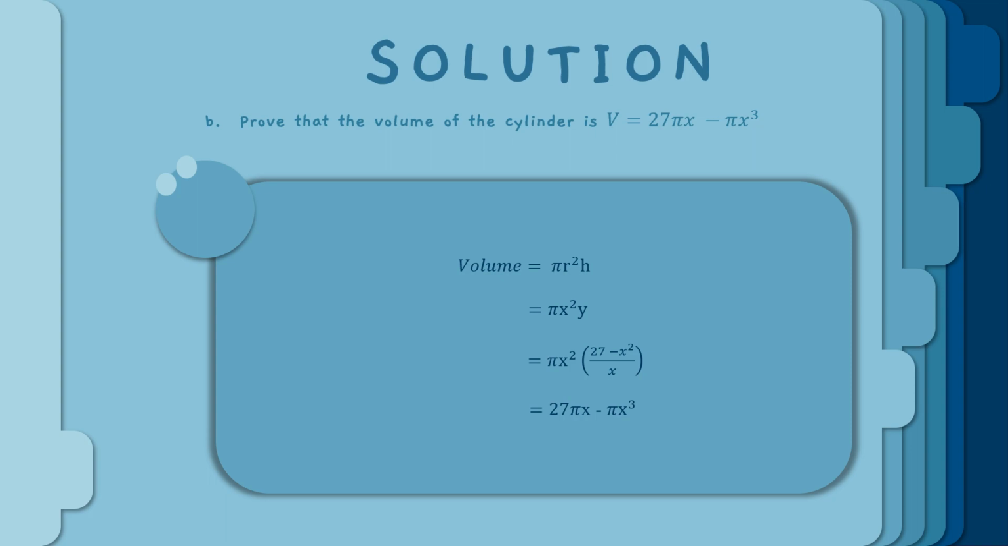For B, we are asked to prove that the volume of the cylinder is V equals 27 pi x minus pi x to the power of 3. Using the volume of the cylinder, pi r squared h equals pi x squared y, which equals pi x squared times 27 minus x squared over x, which equals 27 pi x minus pi x to the power of 3.